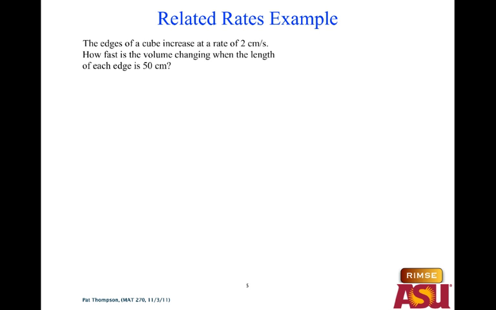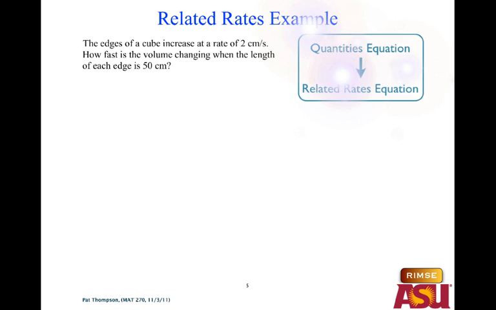So let me give you a roadmap here. This is the in a nutshell. This is how the solution is going to go. We've got to identify the rates and the quantities for which we have rates, and build a quantities equation. Okay, so a more detailed version is, let's start by identifying the rates.